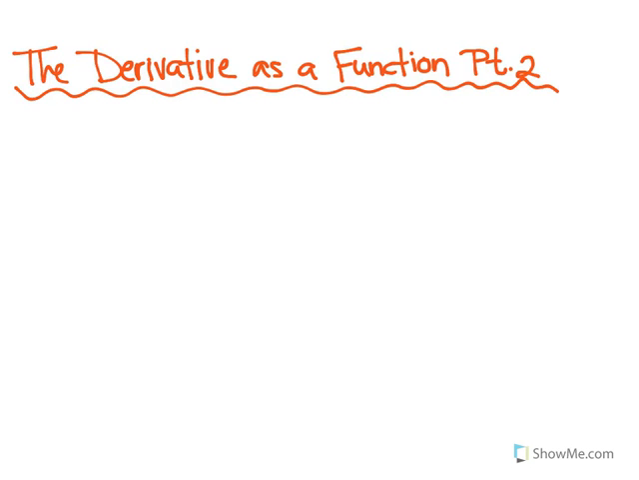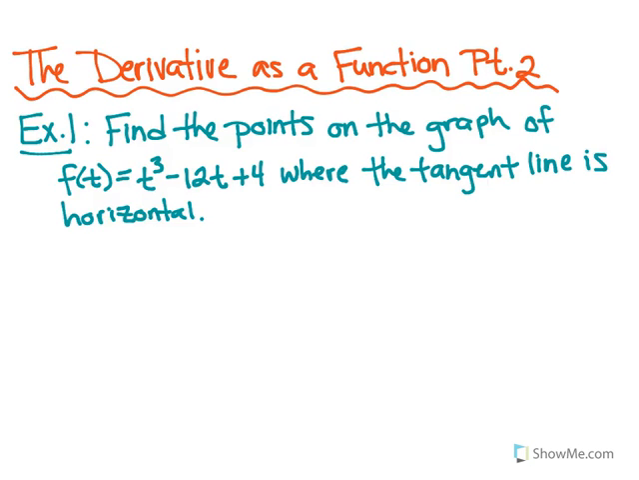In this tutorial, we're going to continue to talk about the derivative as a function. So we're going to start this off by looking at an example that says to find the points on the graph of f of t equals t cubed minus 12t plus 4 where the tangent line is horizontal. So let's take a look at this a little bit more closely to figure out exactly what it's asking for and what we know. So we're supposed to find the points. So my answer should have points in it, of course.